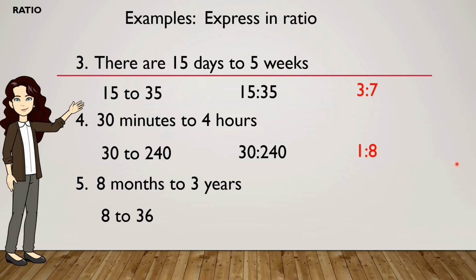So, in simplest form, 8 is to 36 can be divided by 4. 8 divided by 4 is 2. Then, 36 divided by 4 is 9. Our answer is 2 is to 9.